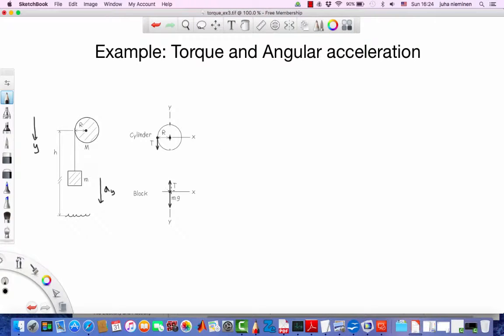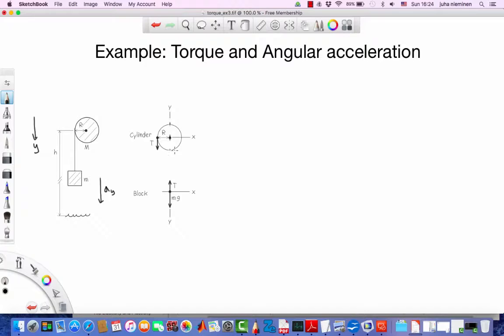As we see, for the block there is of course the weight mg pulling it down and the tension force that I mentioned, and it is the tension force that is accelerating the wheel. And of course the wheel has some inertia in it, so it will reduce the value of acceleration of the hanging mass.